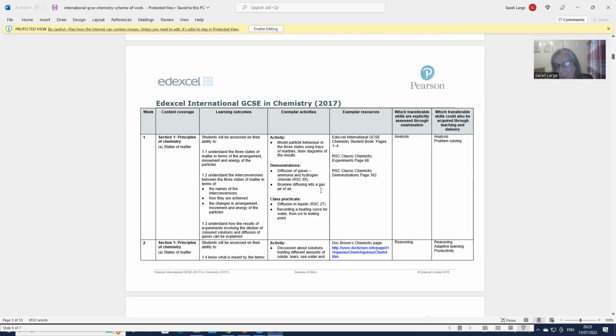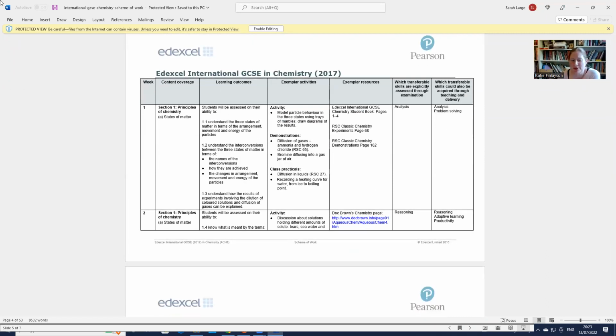Suggestions of examples, and some of them are easier than others. Some of them go with a textbook, so if you're using that textbook, it can be quite useful.